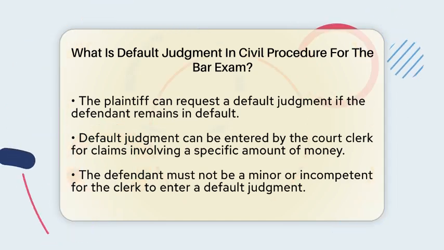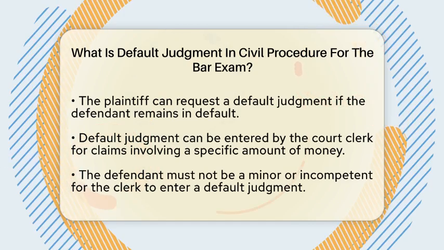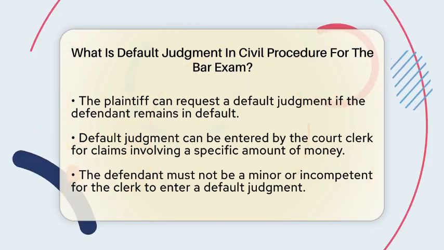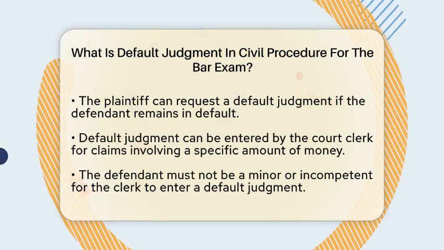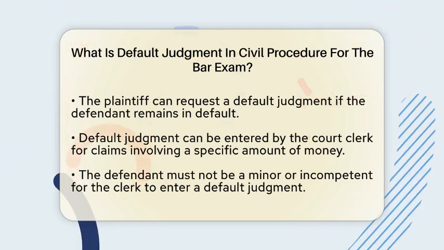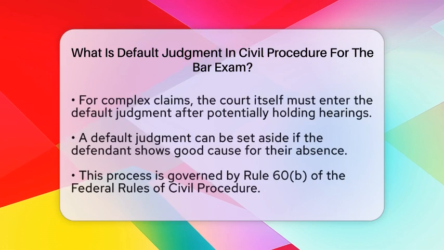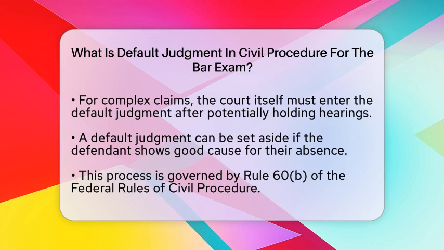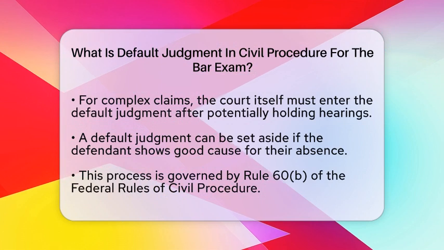Now, how does one enter a default judgment? There are two main ways. If the plaintiff's claim involves a specific amount of money, the court clerk can enter a default judgment upon the plaintiff's request. However, this is only possible if the defendant is not a minor or an incompetent person. On the other hand, if the claim involves more complex issues, such as determining damages, the court itself must enter the default judgment. In these cases, the court may hold hearings to resolve the issues before making a ruling.